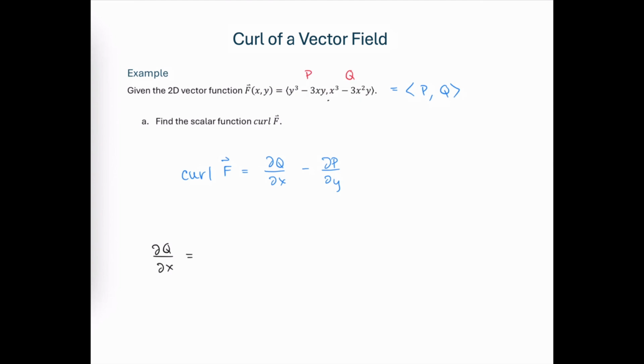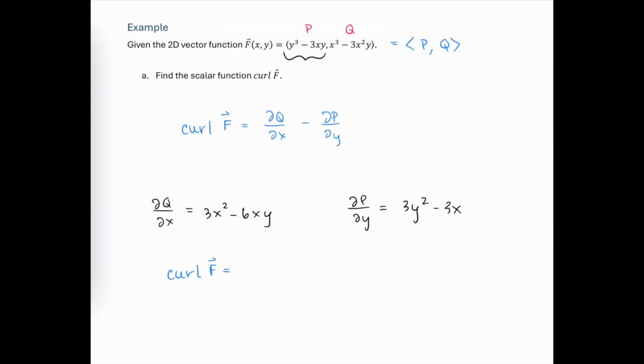So we begin by getting these partial derivatives. Partial q with respect to x is going to be 3x squared minus 6xy. Partial p with respect to y, we need to differentiate this expression with respect to y, which is going to be 3y squared minus 3x. The curl of f is going to be partial q with respect to x, so 3x squared minus 6xy, minus partial p with respect to y, so we subtract 3y squared minus 3x.